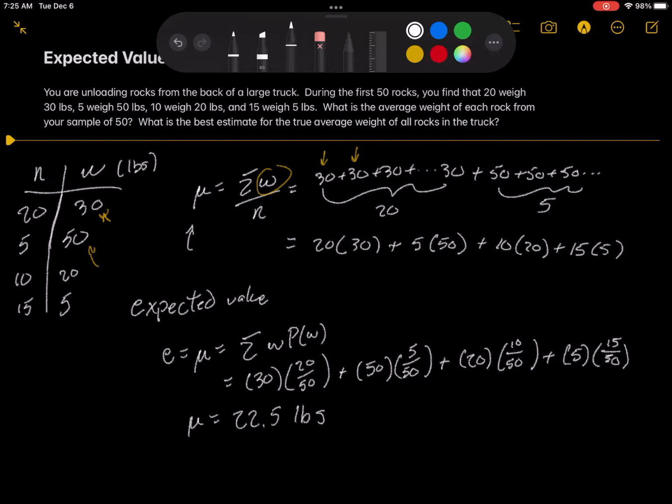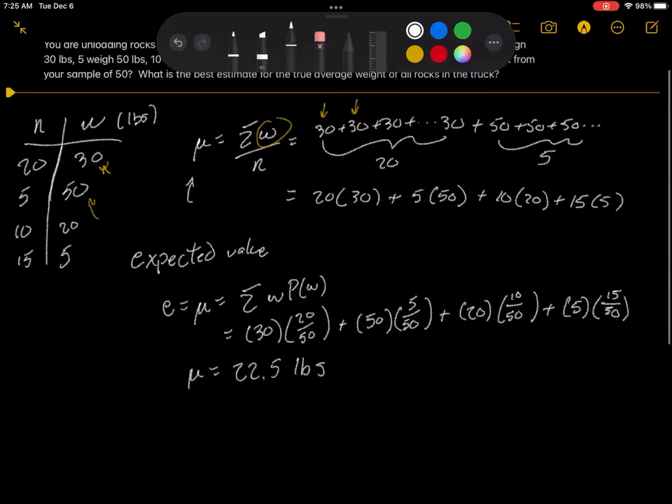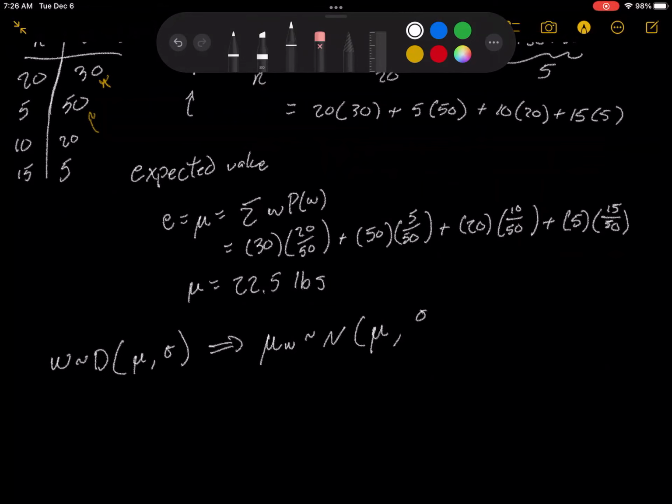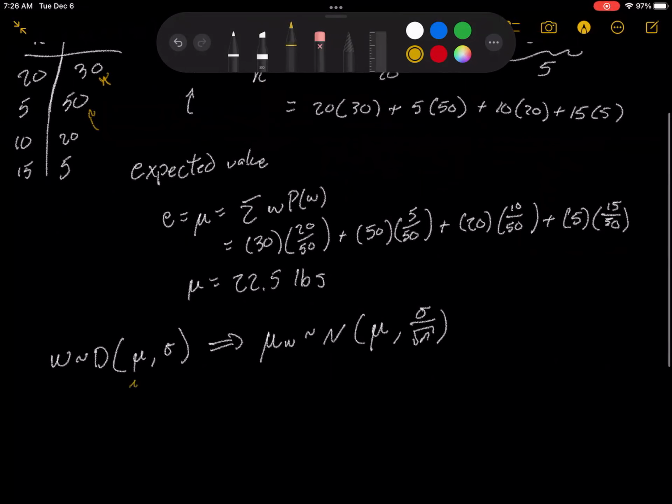We have a sample of 50 that weighs 22.5 pounds, and let's remind ourselves of what the central limit theorem says. If the weights of rocks are distributed with some average and some standard deviation, then the average weight of the rocks will be normally distributed with the same average and now a standard deviation that's dependent upon your sample size. So if our average weight of the 50 rocks that we sampled was 22.5, then the average of the average weights of rocks will be 22.5 as well.